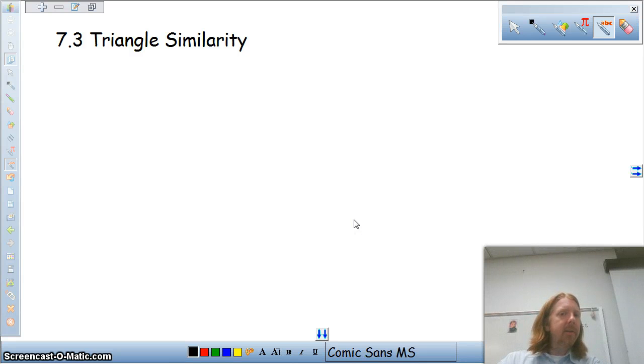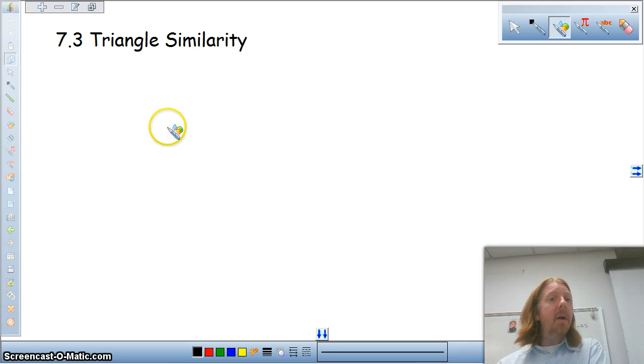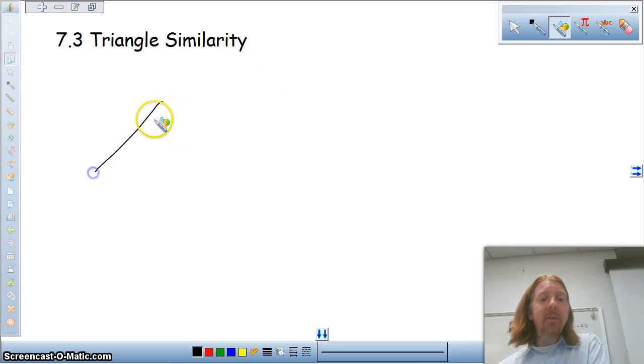Hi. In this section, we're going to be looking at the various theorems that confirm if two triangles are going to be similar. Now, for this to work, we need to recall that similarity means that two figures are identical in shape, but not necessarily in size. Another definition we can use for similarity is to talk about how one is going to be a dilation of the other.